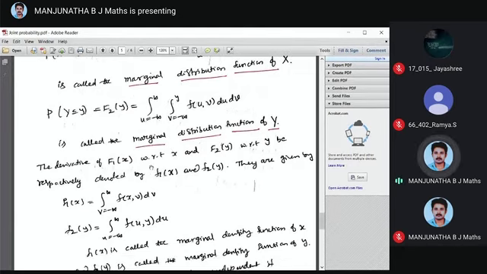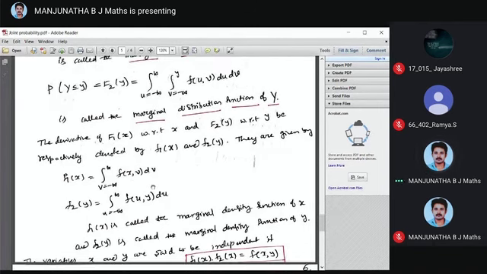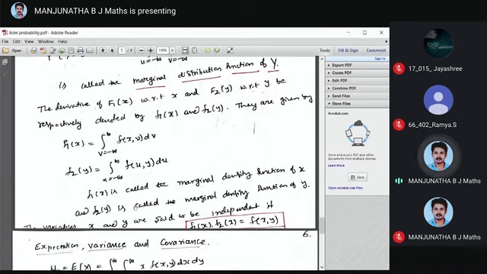The derivatives of the distribution functions, which are cumulative, give the densities, with similar definitions with respect to y and with respect to x. Respectively, f1 of x is the integral from minus infinity to infinity of f of x comma v dv, and f2 of y is the integral from minus infinity to infinity of f of u comma y du. f1 of x is called the marginal density function of x, and f2 of y is called the marginal density function of y. The variables x and y are said to be independent if f1 of x times f2 of y equals f of x comma y.